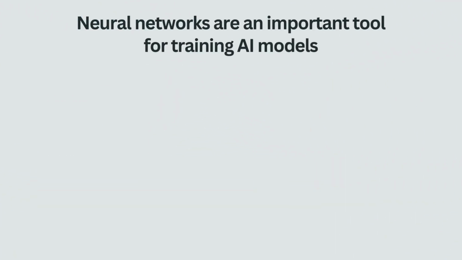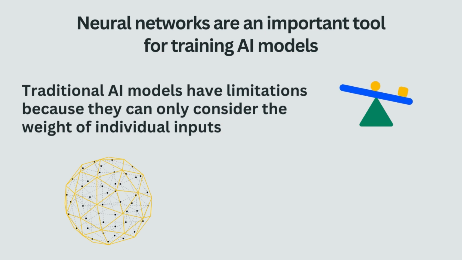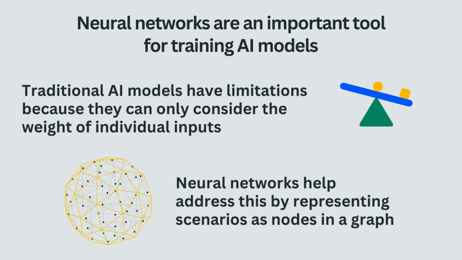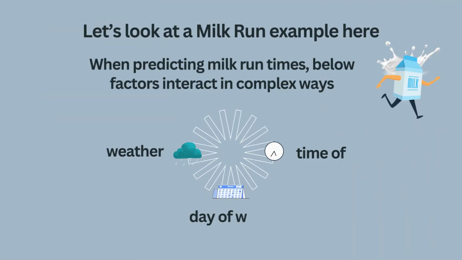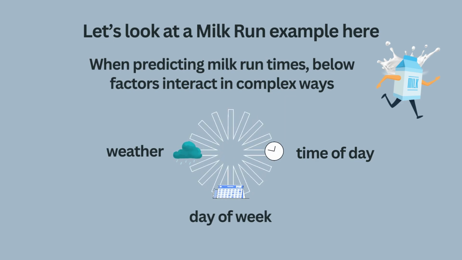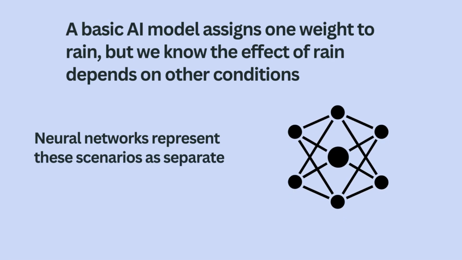Neural networks are an important tool for training AI models. Traditional AI models have limitations because they can only consider the weight of individual inputs. Neural networks help address this by representing scenarios as nodes in a graph. Let's look at a milk run example. When predicting milk run times to the grocery outlet, factors like weather, time of day and day of week interact in complex ways. A basic AI model assigns one weight to rain, but we know the effect of rain depends on other conditions. Neural networks represent these scenarios as separate graphs connected by nodes.